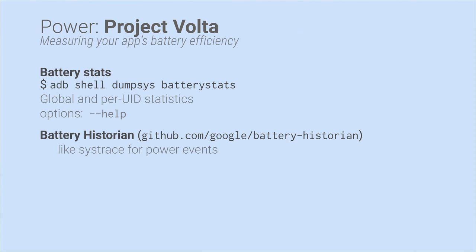Project Volta, I'm going to rip through some of this stuff pretty quickly. This is a utility that, like most of the tools for the platform, we developed because we needed it internally to monitor our own battery usage and improve system battery metrics overall. So we came up with this thing called battery stats, so you can easily do a dump of the battery stats info and see what's going on in all the processes in the system. And you can get this tool called Battery Historian, which allows you to visualize what's going on with batteries.